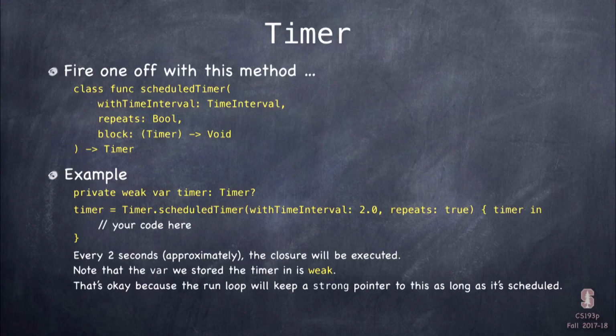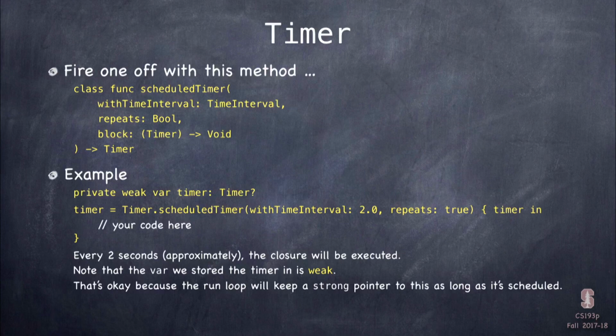So here's an example of it. I have this private weak var, which is a timer. I'll explain why that's weak. This is the first time besides outlet that you've seen me use weak. I just set that timer var equal to the result of calling Timer.scheduledTimer. Here I'm doing a time interval of 2 seconds, and it does repeat. So every 2 seconds, it's going to execute your code here. Every time it calls it, it passes the timer back to you so that you have it handy. I'm putting it in a var, so I wouldn't need it, but it's nice that it passes it there in case you don't want to store it in a var.